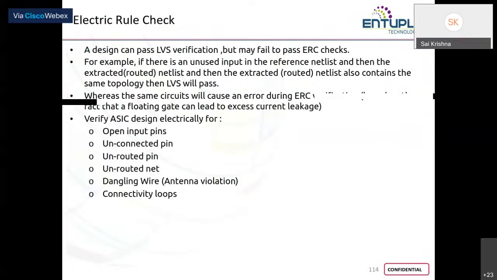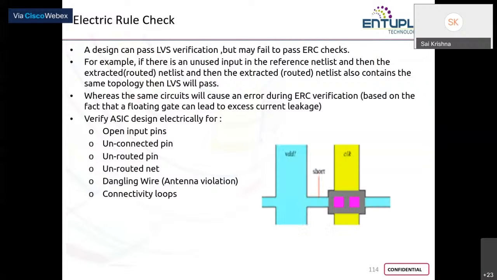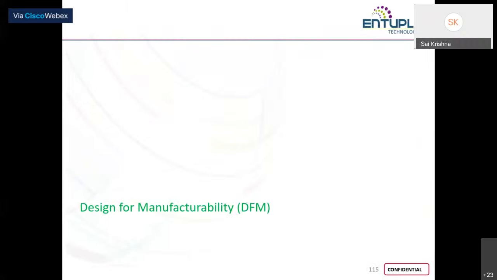And the next one is electrical rule check. As you all know, it checks for any open or unconnected pins or nets, any dangling wires, or connectivity loops, or any shorts between VDD and VSS, etc. And the last one is DFM, design for manufacturability.